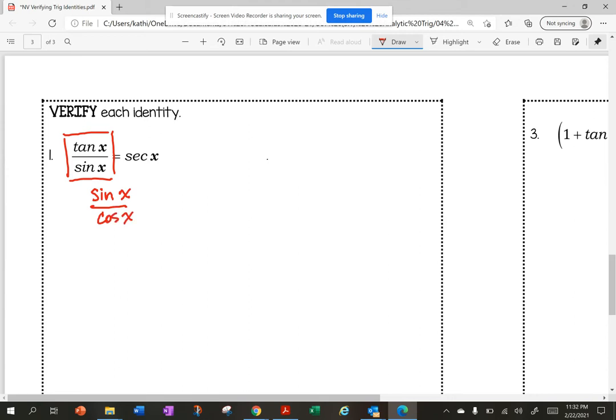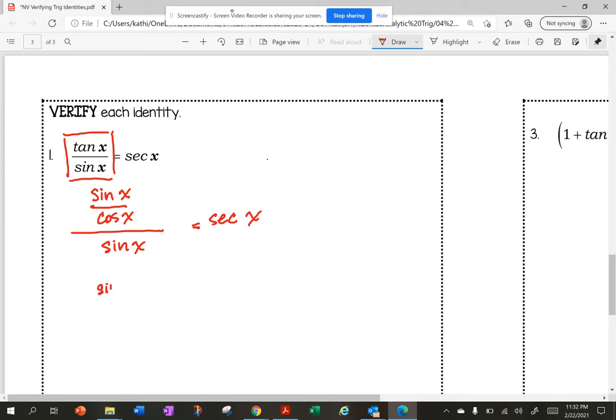And then this is going to be divided by sine of x, and I don't do anything to the right side, so I just leave the other side alone. So this is just secant of x. So now I'm dividing fractions. So to divide fractions, I flip and multiply.